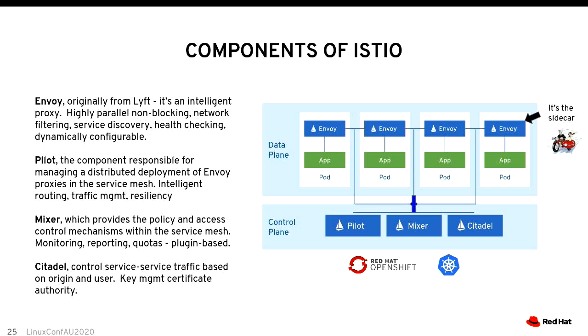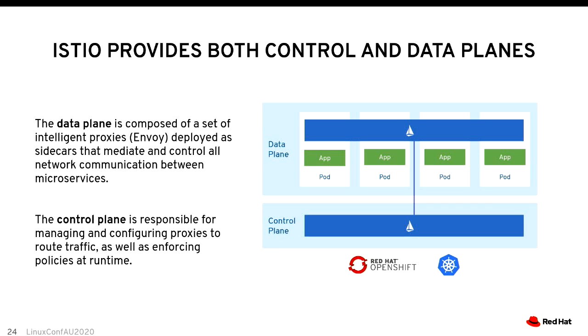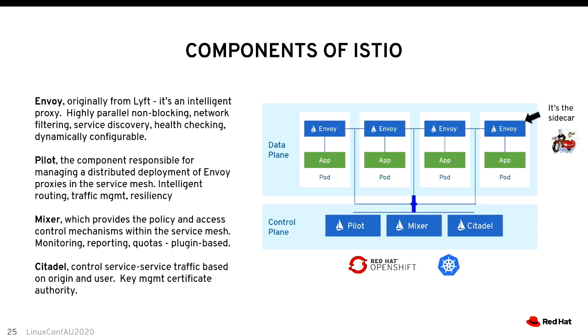Yeah, so the same slide, but with the community project names. If you look here, you have something called Pilot, which is the control plane part of Istio, which deploys these Envoys. You have Mixer, you have Citadel, basically for authentication. And what you see on top is the Envoy proxy sidecar, which is deployed alongside the pod.